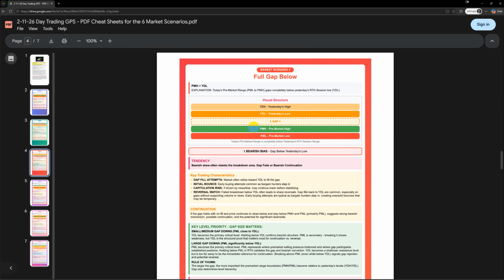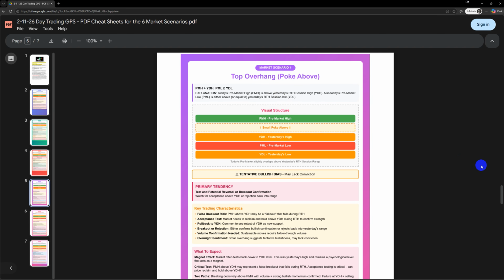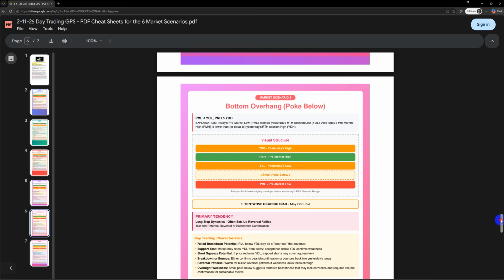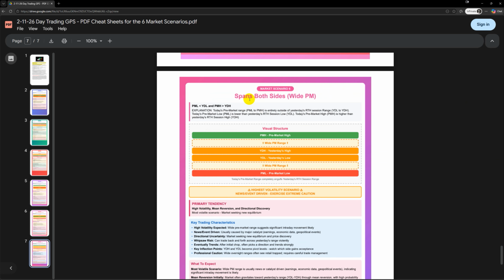Full gap below, a full true gap below in which the entire pre-market range, pre-market high to pre-market low, is below yesterday's daily low, not just the open. Top overhang poke above, market scenario 4, that's what we're dealing with today. Bottom overhang poke below, market scenario 5, and the most volatile market, market scenario 6, spans both sides wide pre-market.